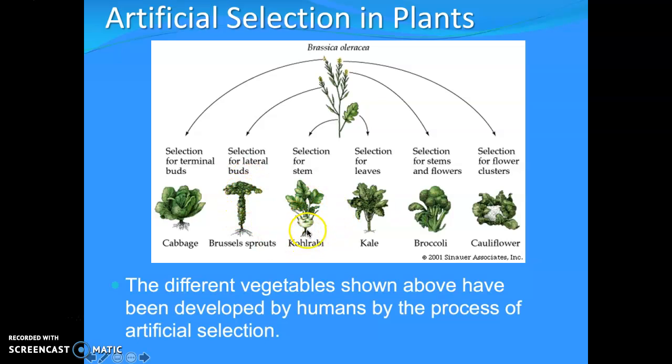Kohlrabi, they selected for the stem, whichever one had the biggest stem. Kale was selected for the leaves, the ones that had the biggest, fluffiest leaves. Broccoli, did you know broccoli is actually a flower? They did a selection for the stems and the flowers. And for cauliflower, they selected for flower clusters, and that's why cauliflower is different than broccoli. It tastes almost the same, but cauliflower is for the cluster of flowers. So all of these vegetables descended from the same plant, but certain parts of the plants were selected for over others.